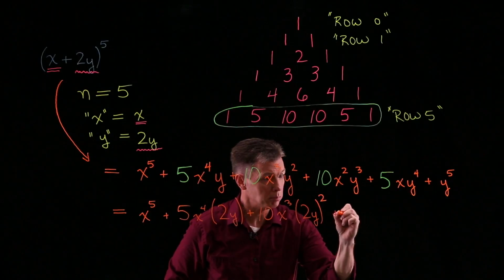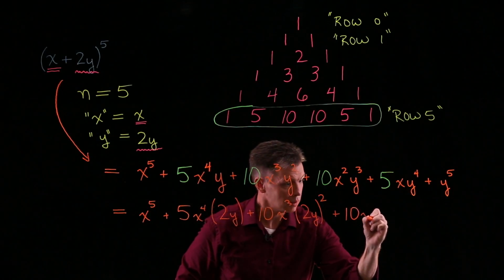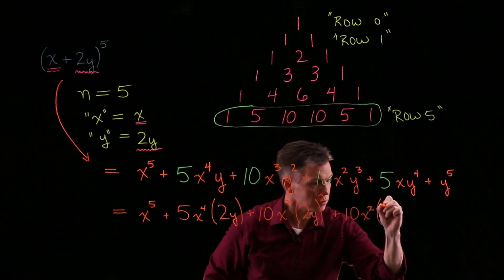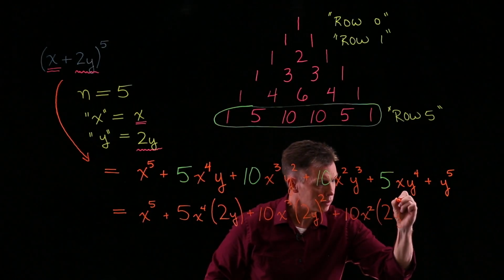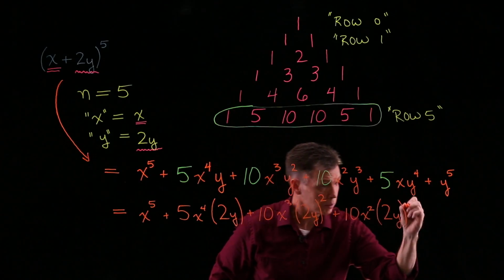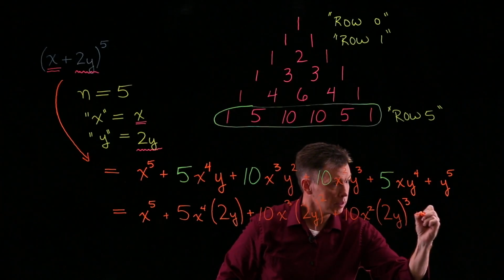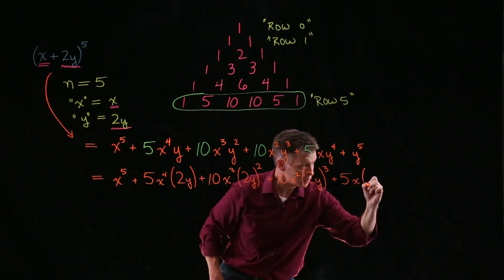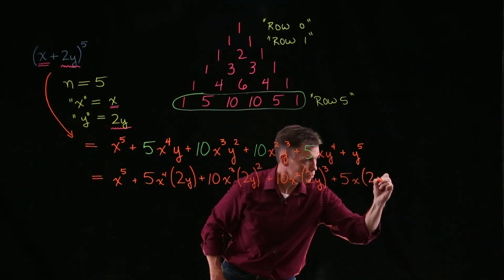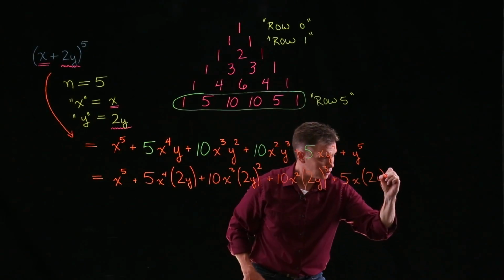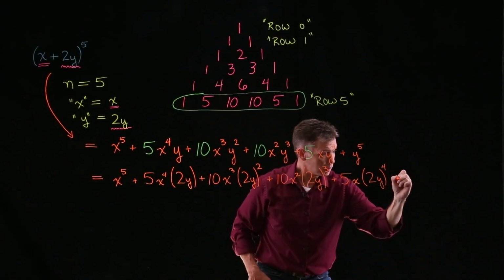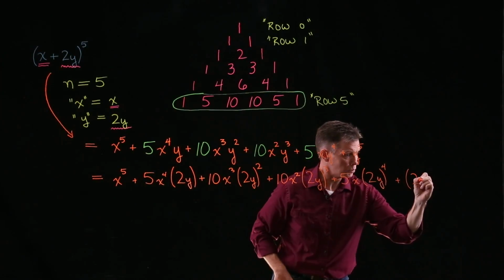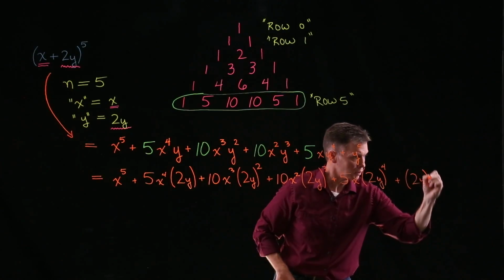Next term would be plus 10x squared, parentheses 2y all to the 3 power, plus 5x parentheses 2y all raised to the 4th power, plus parentheses 2y all raised to the 5th power.